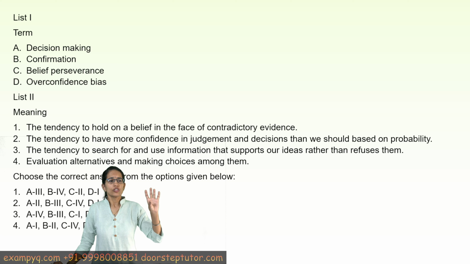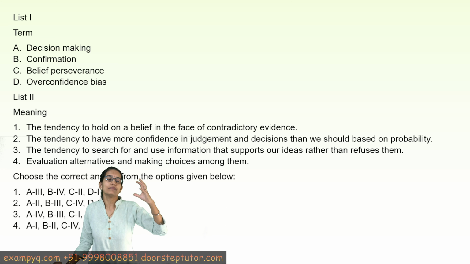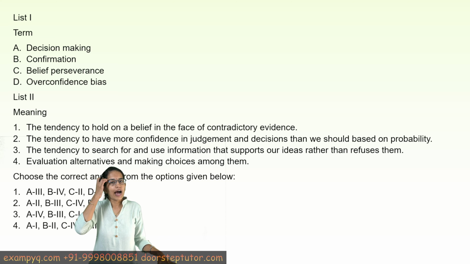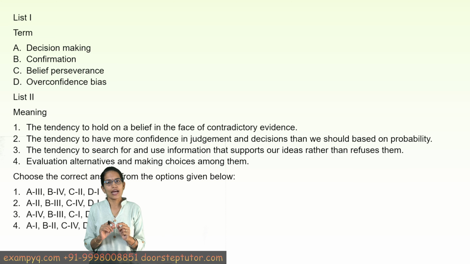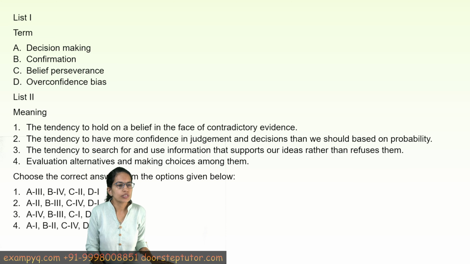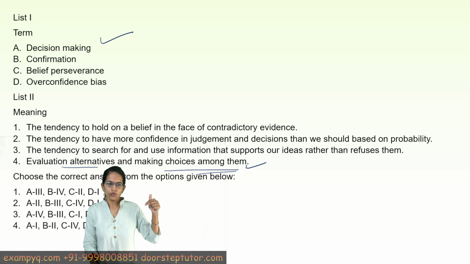So here you have certain terms and the meanings of those terms. So decision making, what is this? I evaluate the various options that are given to me, and then based on that I take a choice. So decision making is evaluating alternatives and making a choice among them. So A goes with 4. So that's the correct match.